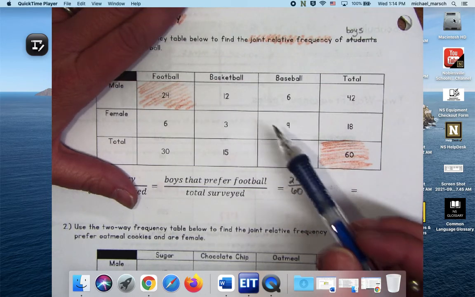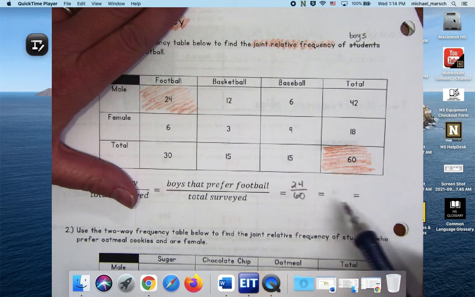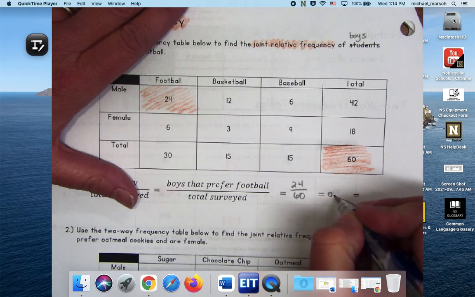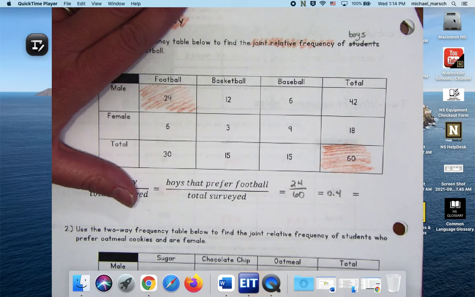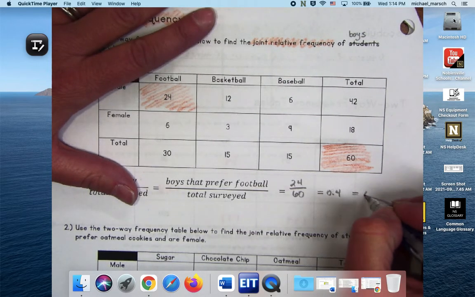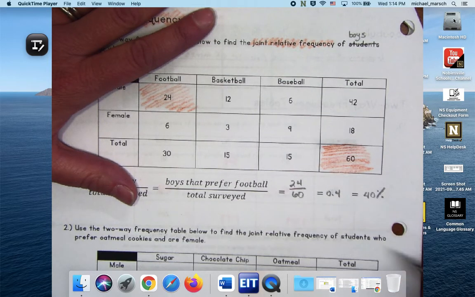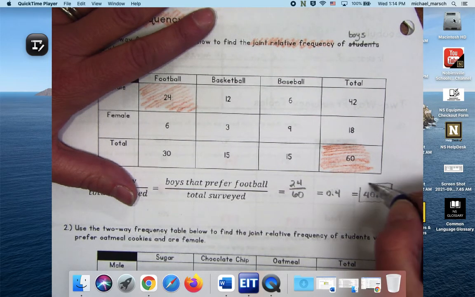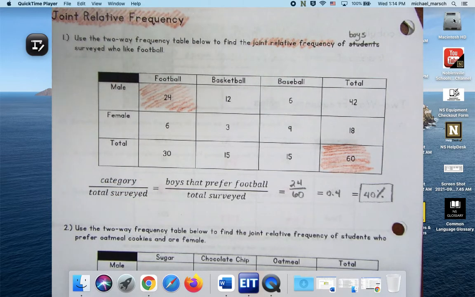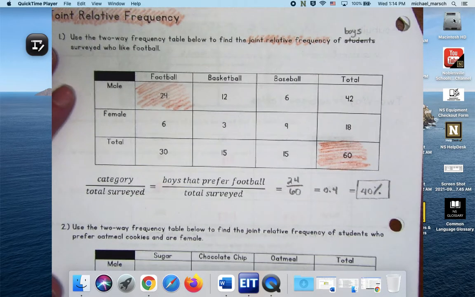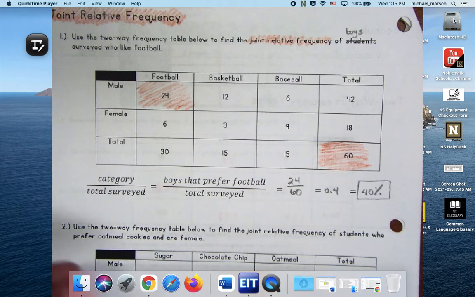Then we would take this fraction and turn it into the decimal value, which is 0.4. And then we would take that and put it as a percent. Did you do that in your head? Nope. I have it from last year.